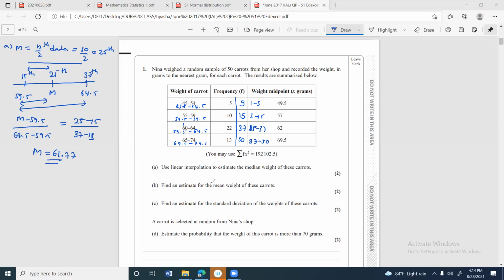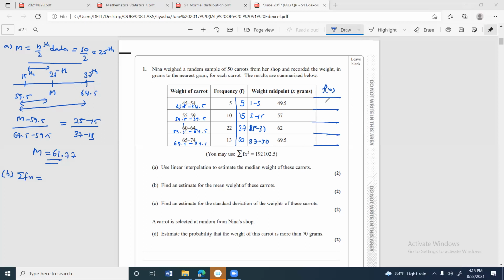Then estimate the mean weight of these carrots. To find the mean weight, initially we need to find the summation of the fx column. How do you make it? This is the f column and the x column is this. You can multiply these two and make the sum of that column, because in some cases they give us that information here, but it's not there. Therefore, we need to make it. How do we find this fx here? 49.5 multiplied by 5.